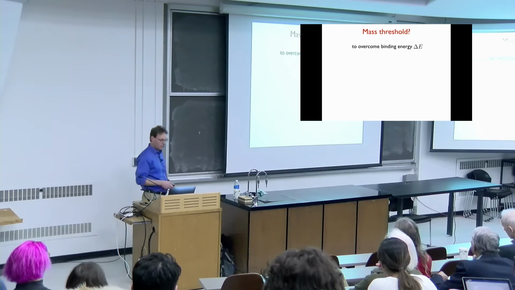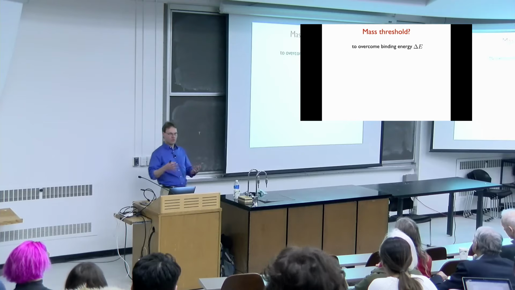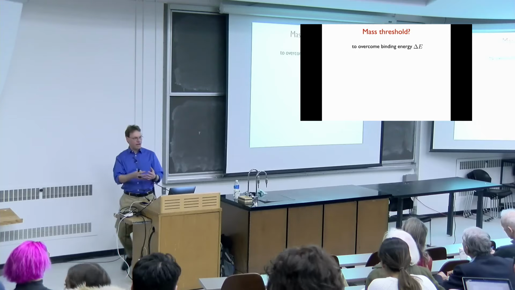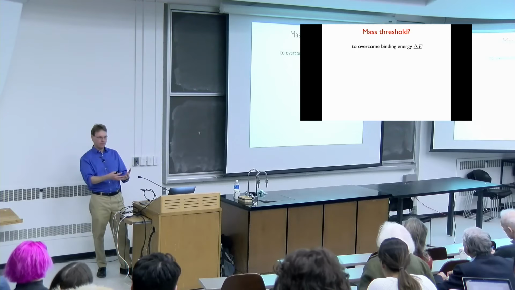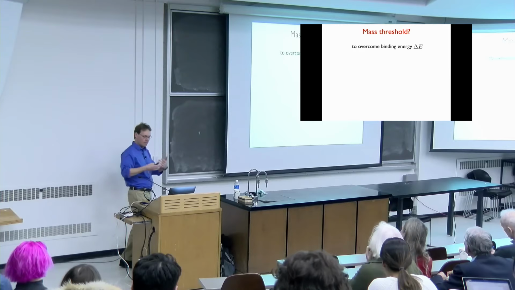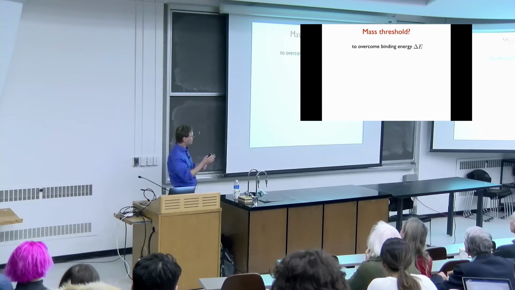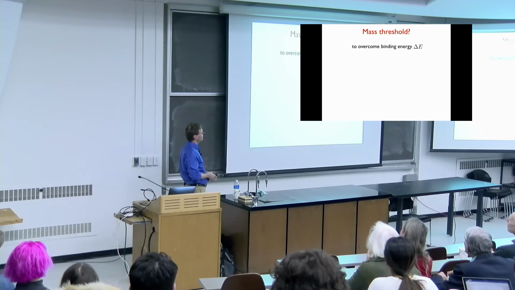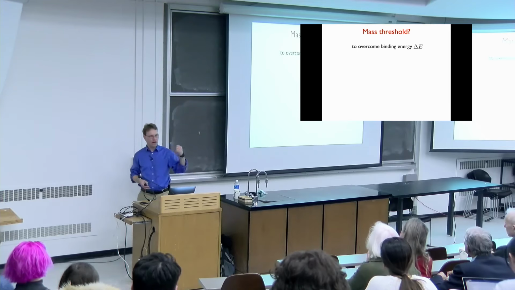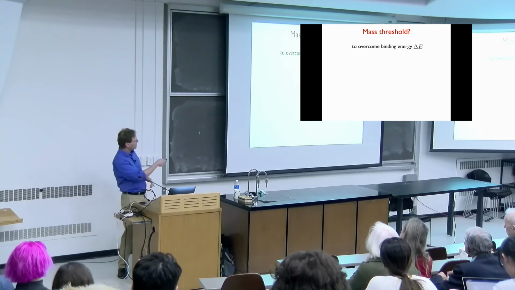So let's do a little calculation. What's the mass threshold? Imagine I've got some atom where the electron has some binding energy ΔE, and we're going to do a very simple calculation. I'm claiming, which is true, though I'm not proving it completely, that you can transfer the entire dark matter kinetic energy to that electron. Let's ask, how low in mass can I go? So, binding energy ΔE.